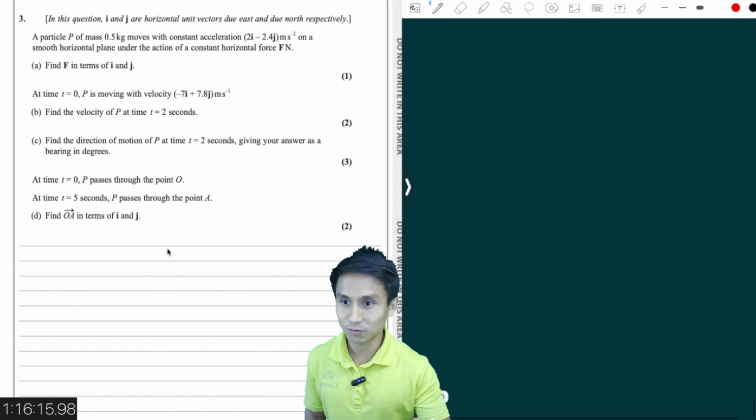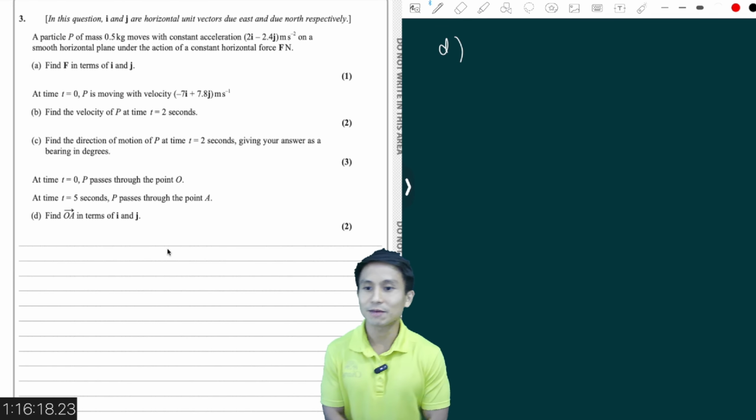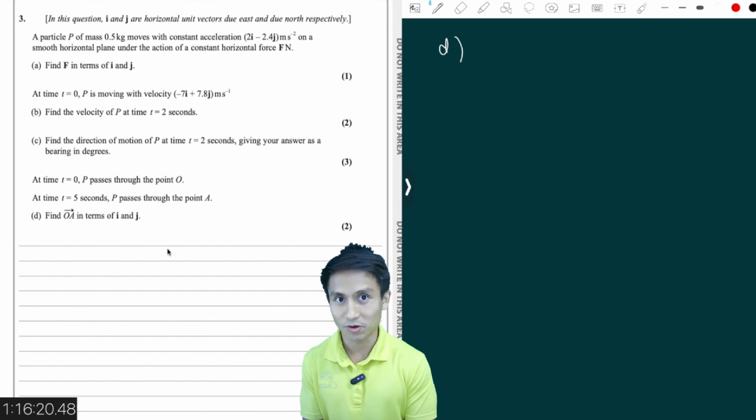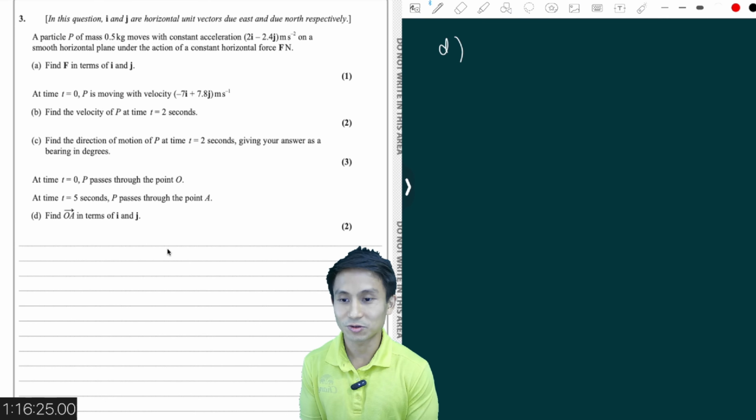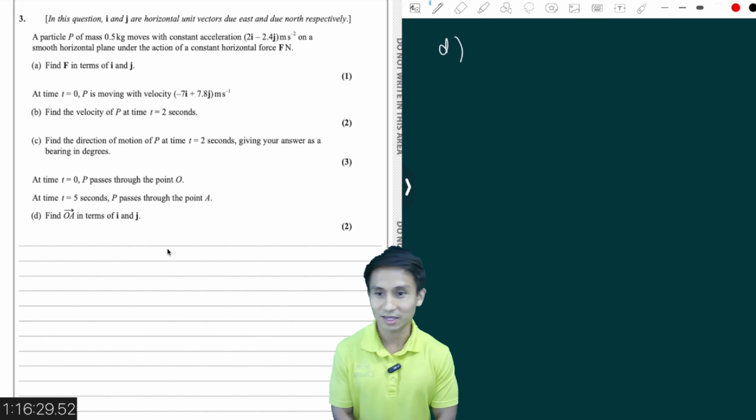Okay, I'm done with part C. Part D. At time t equals 0, P passes through the point O, the origin. At time t equals 5, P passes through point A. Find OA in terms of i and j.